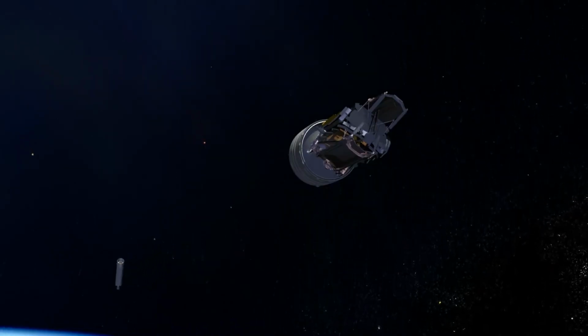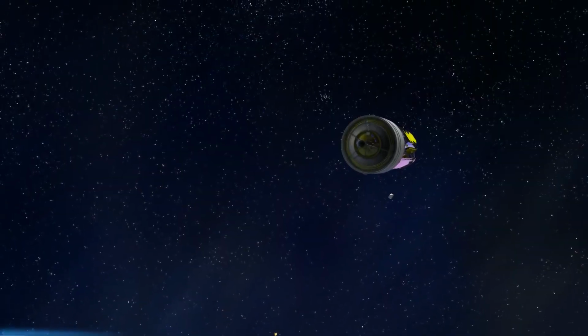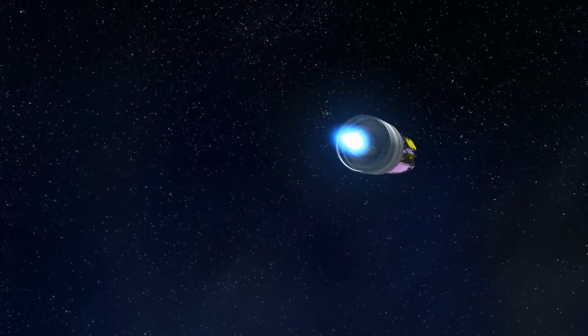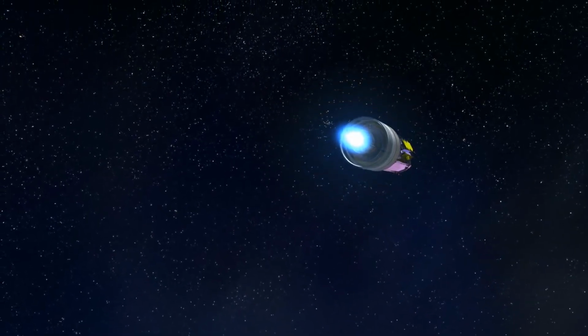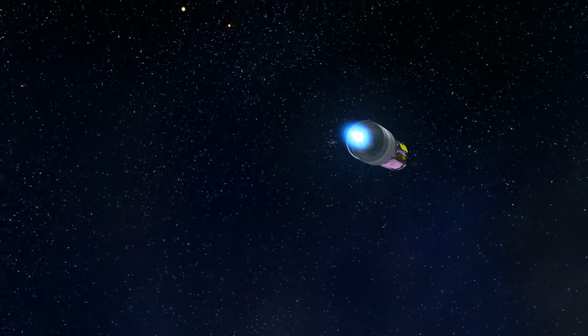After first stage separation and before second stage ignition, the Webb telescope has a slightly downward trajectory as it speeds over the Atlantic Ocean. The upper stage motor ignites and the ascent to L2 resumes, never again to be interrupted.